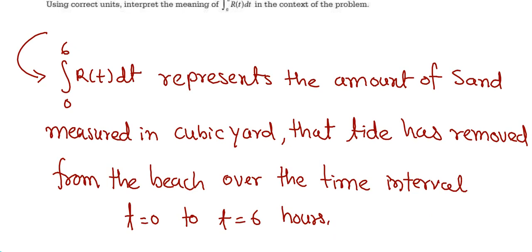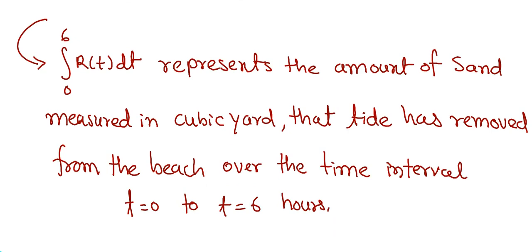Okay, so let's take a look at this answer. The integral from 0 to 6 of R of t dt represents the amount of sand, measured in cubic yards. Check your work. Did you use the words cubic yards? The amount of sand the tide has removed. The word has to be there, removed, from the beach over the time interval 0 to 6 hours.